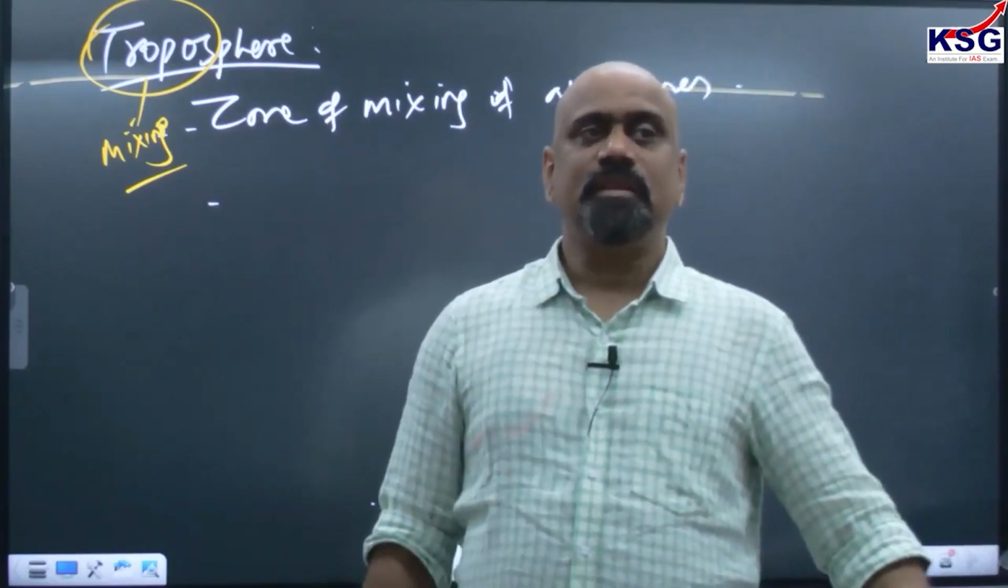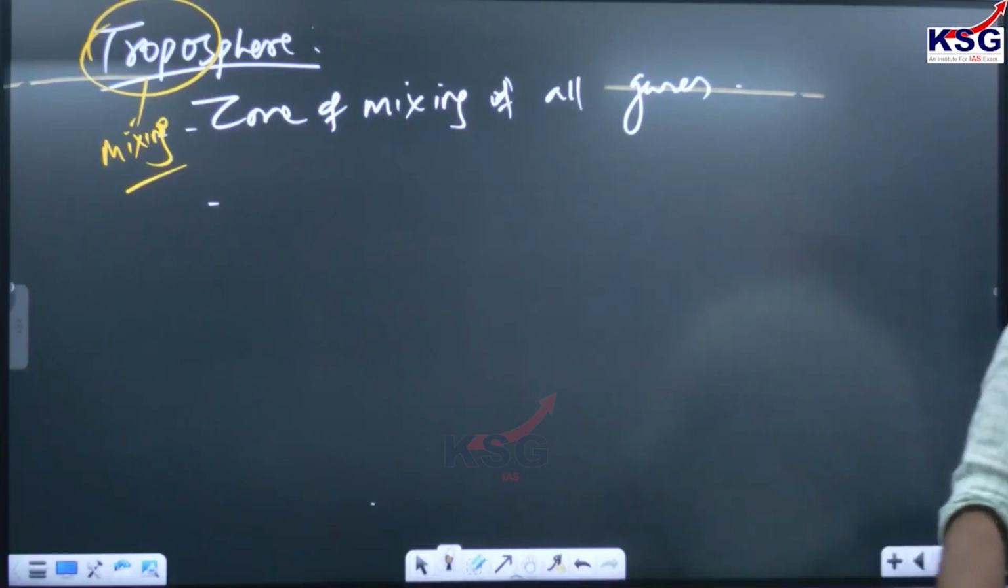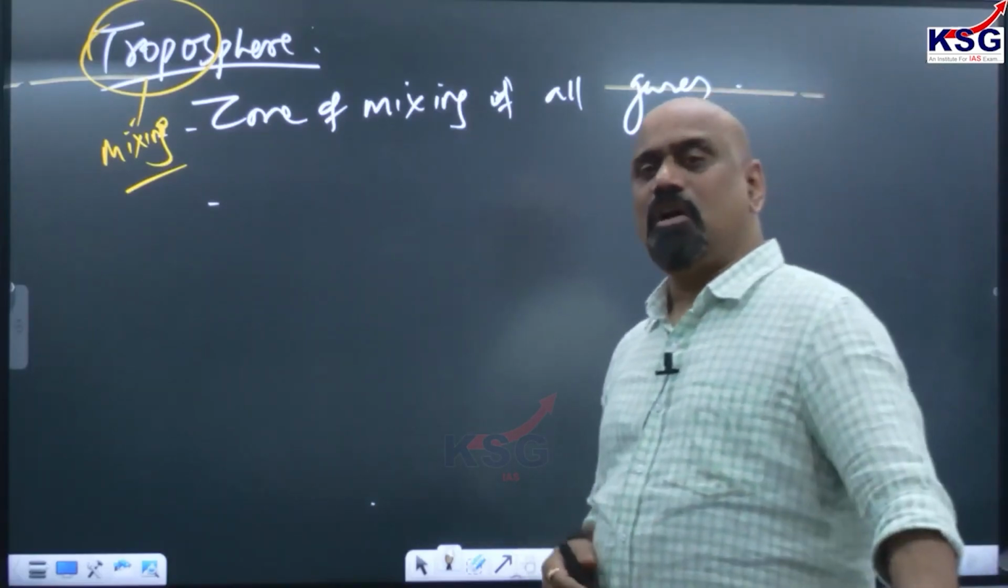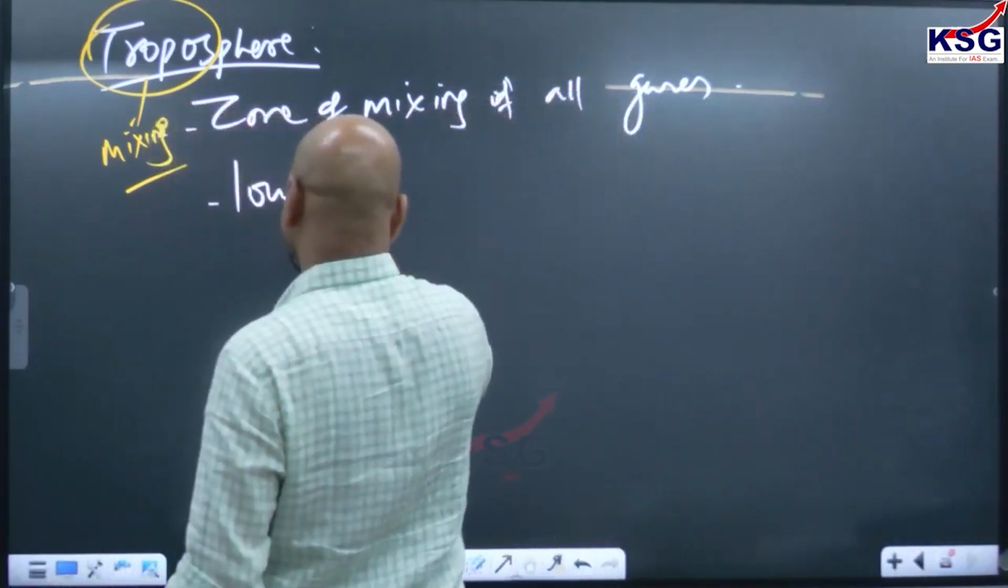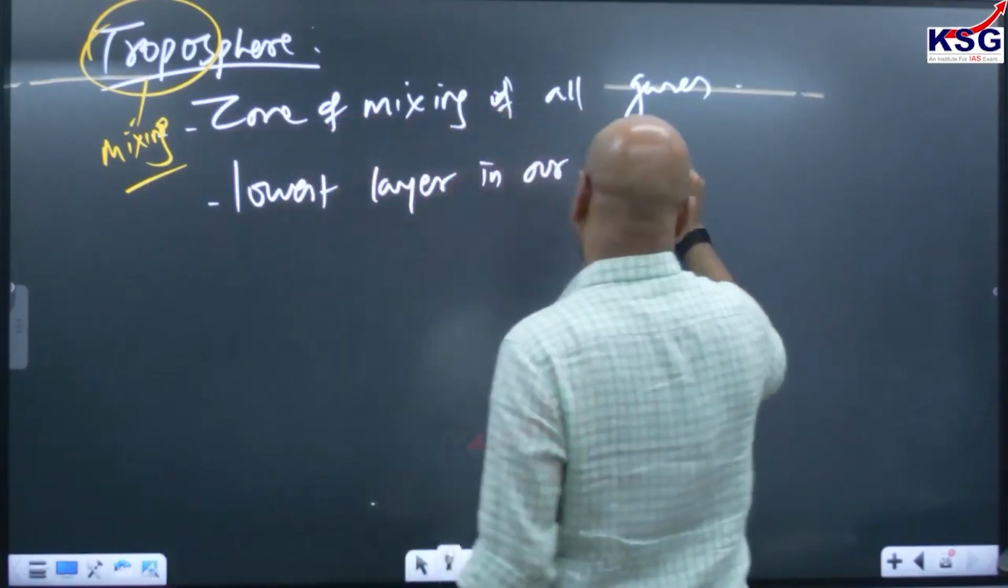In this troposphere, as I have just mentioned, the zone of mixing of all gases, it is the lowest layer of the atmosphere. This particular region is in fact, truly speaking, the zone which is responsible for almost all atmospheric phenomena. Lowest layer in our atmosphere.